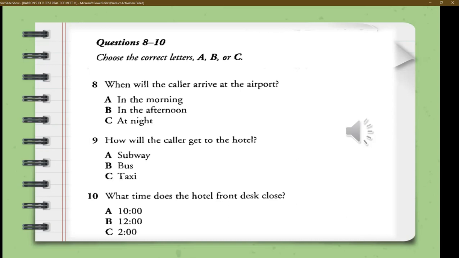That is the end of section 1. You now have half a minute to check your answers.